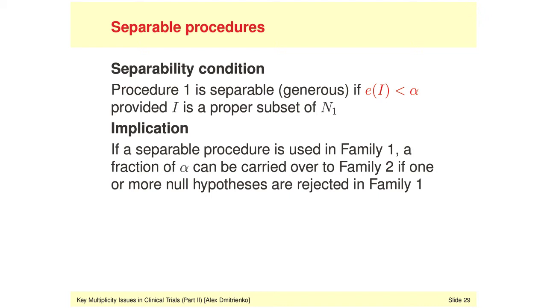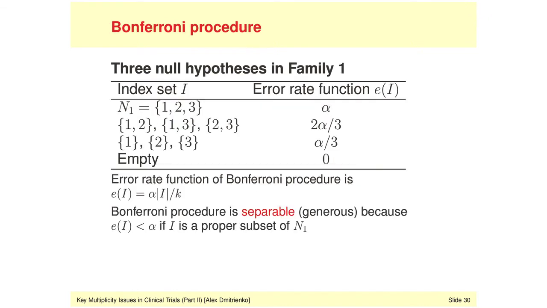Suppose that we have chosen a separable or generous procedure to test the hypotheses in the primary family. Then a fraction of alpha can be carried over to family 2 if one or more null hypotheses are rejected in that primary family. In other words, with a separable procedure, if we make a single rejection in the primary family, there will still be some alpha available for the secondary hypotheses. This is great news for us because separable procedures provide a foundation for building parallel gatekeeping procedures. But if we consider a non-separable or a greedy procedure in family 1 and only one hypothesis is rejected in this family, then all alpha will be lost. We can no longer build parallel gatekeeping procedures. We now know that to build parallel gatekeeping procedures, we need to focus on separable components in the primary family.